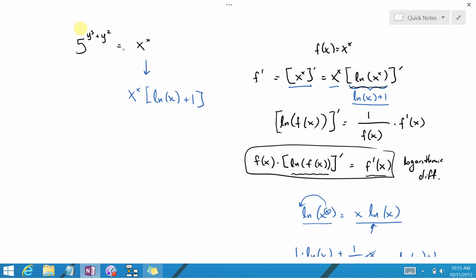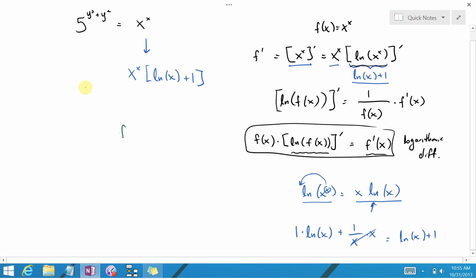We can also, and I'll switch colors again, do something similar with the left-hand side. Now, our f would equal 5 to the y cubed plus y squared. And so f prime would equal what? Well, here we have a bit of a situation because the y's are themselves functions of x. So we're going to have to use the chain rule. So I could use logarithmic differentiation, or, if you don't mind, I'm going to do something that I consider to be a little bit easier, a little less confusing than logarithmic differentiation.